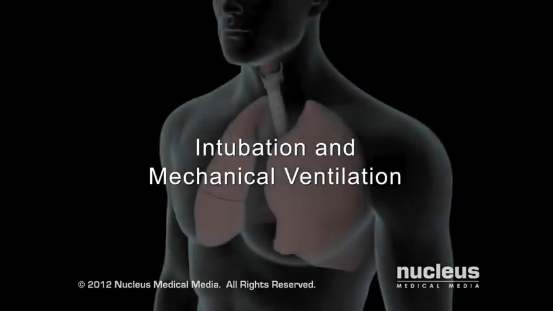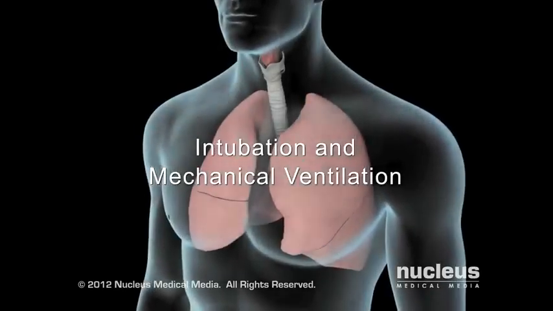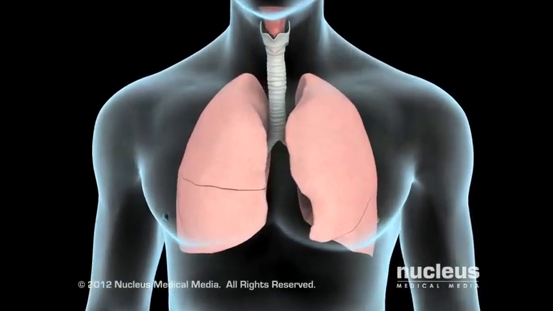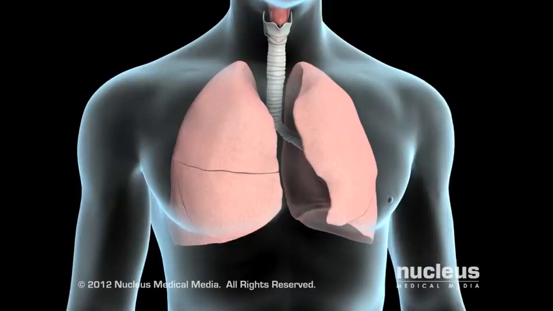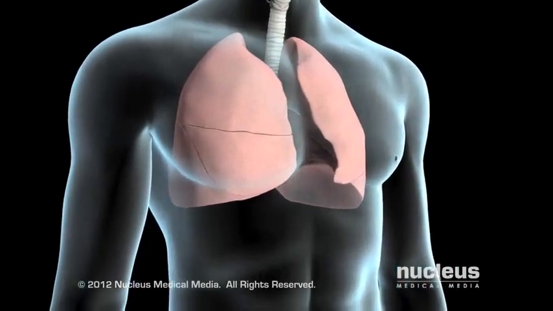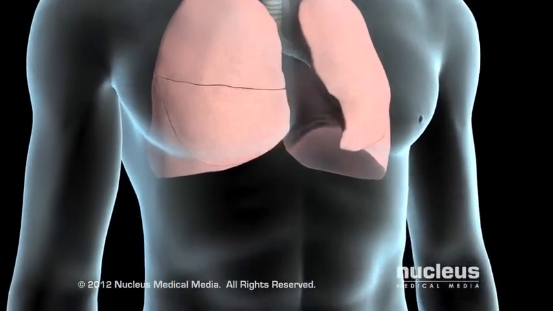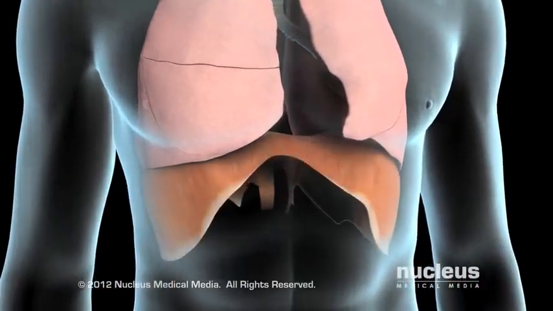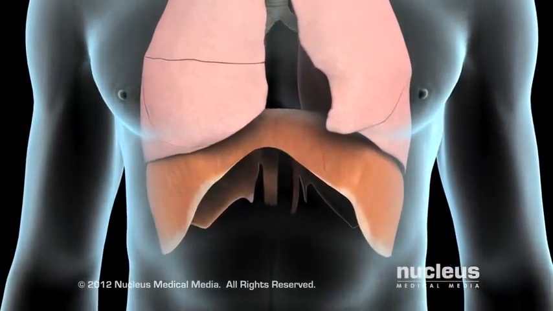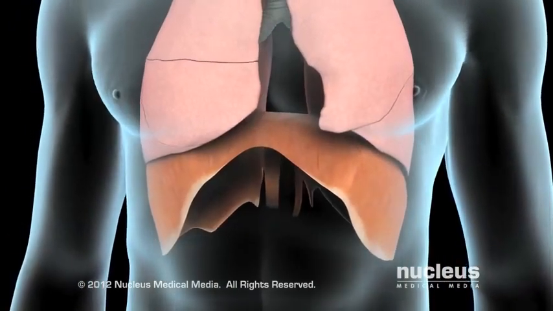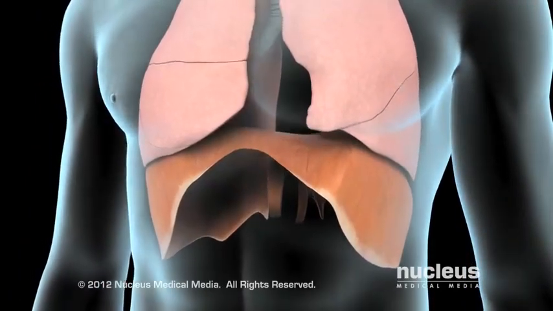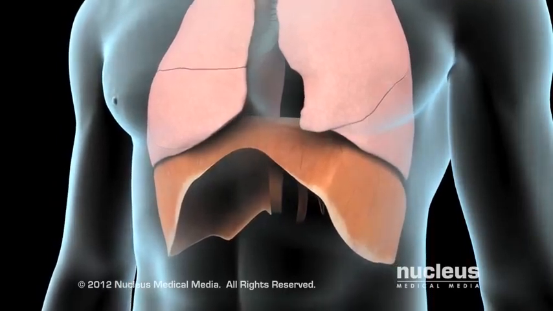You may receive endotracheal intubation and mechanical ventilation if you are in an emergency situation involving severe respiratory problems, or if you are having general anesthesia during a surgical procedure. When you breathe, air moves into your lungs when a muscle called the diaphragm, along with other muscles nearby, contracts and causes the chest cavity to expand. Air is exhaled when these muscles relax, and the lung tissue passively returns to its original size.